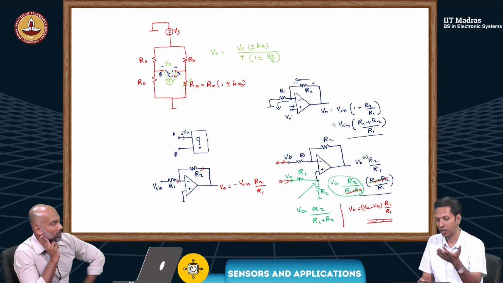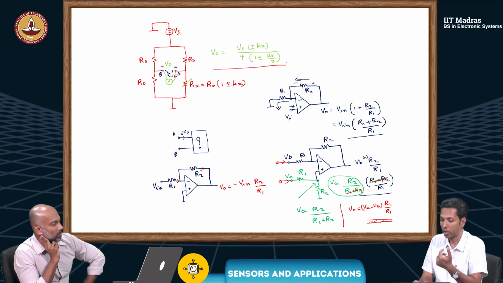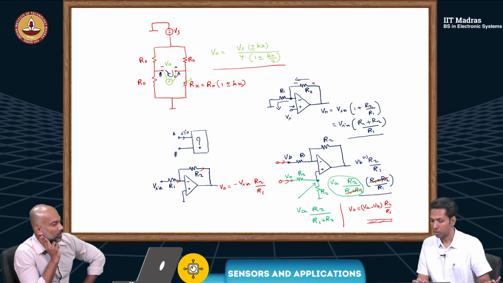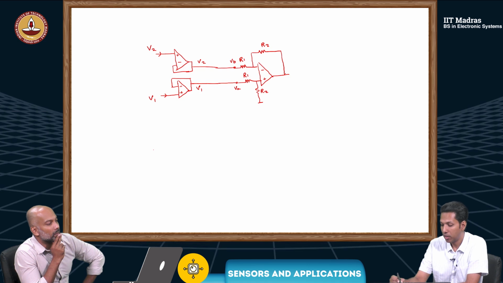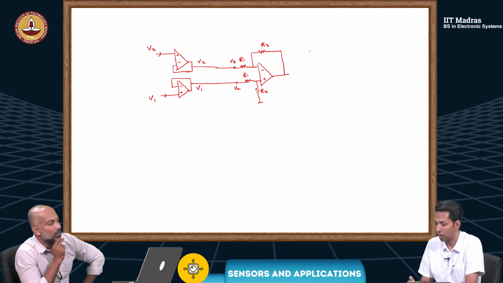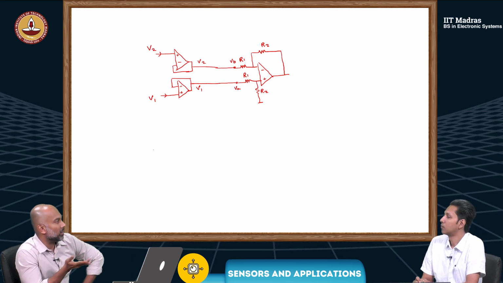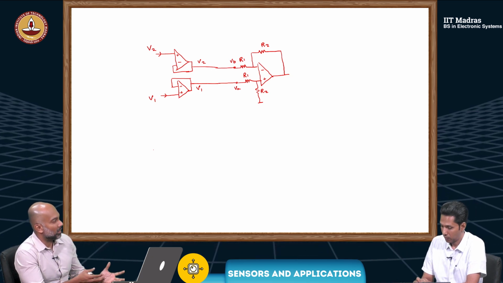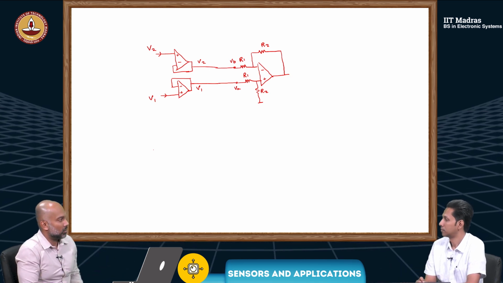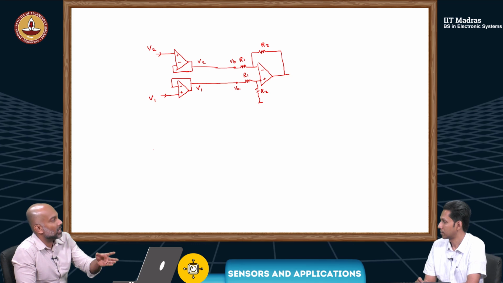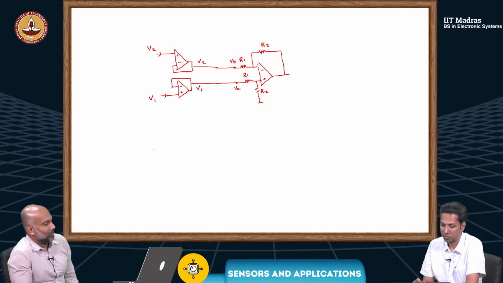There was a loading, and then these equations were no more fully valid. So there was error. Now this problem is not there. Whatever you get here will get amplified by R2 by R1. There's no current drop because both amplifiers will have high input impedance. So even if there's a drop, it will be amplified. Okay, so this is one option.